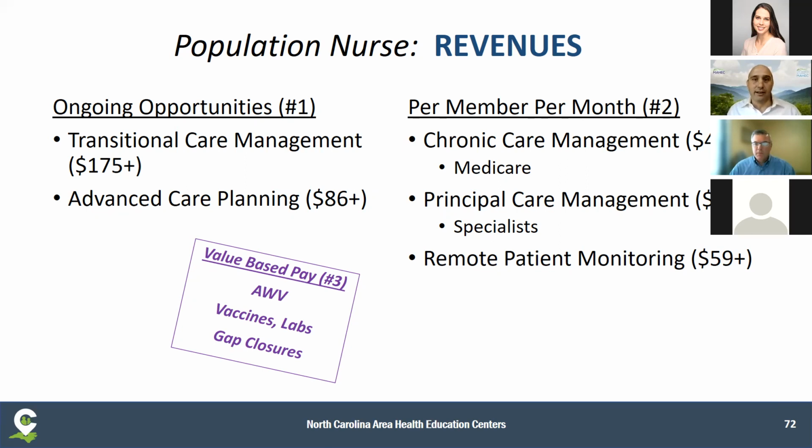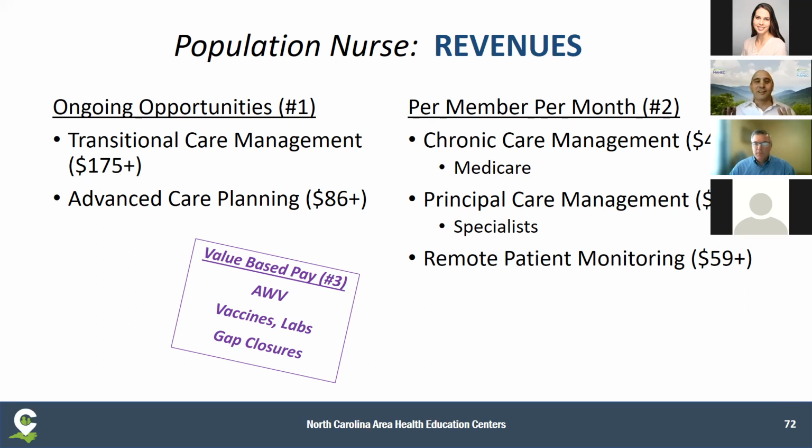And right now, the model is a lot of chronic care management opportunities. Again, that's mostly for Medicare patients with a lot of high chronic conditions. Principal care management is an opportunity for specialists, right? If you're dealing with a large population that has chronic conditions and you're a specialist, man, I think there's a big opportunity there. And then remote patient monitoring, I won't get into that here.